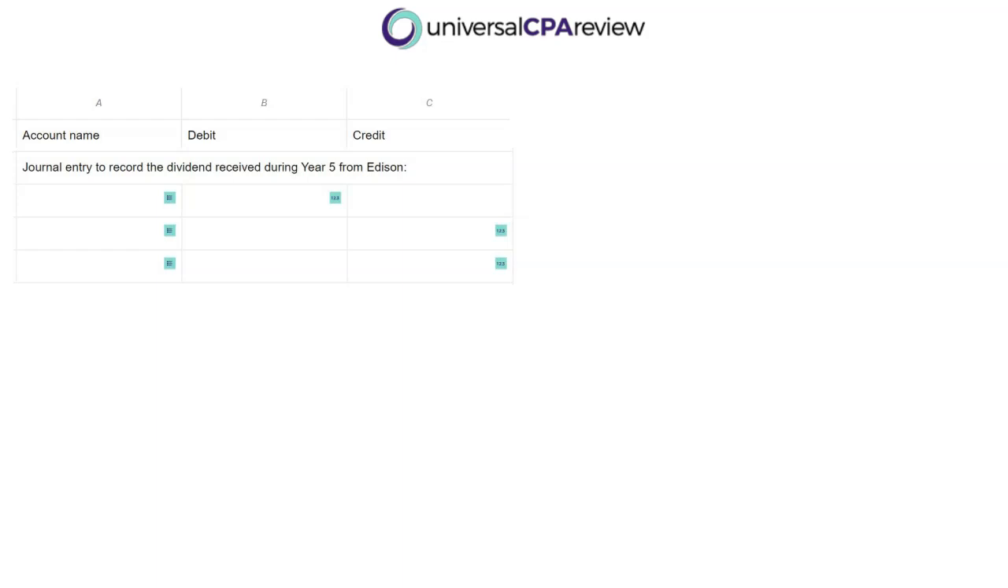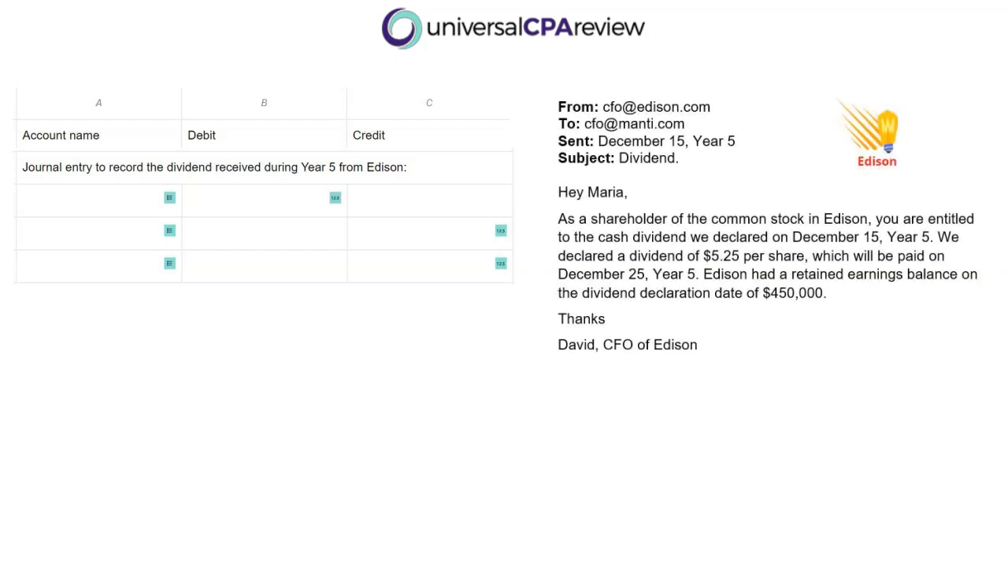The next one is a journal entry to record the dividend received during year 5 from Edison. So let's pull up the exhibit with the Edison dividend information. This actually comes from the CFO at Edison. They say, hey Maria, as a shareholder of the common stock, you're entitled to the cash dividend we declared on December 15th, year 5. It's $5.25 per share, paid on Christmas Day, December 25th, year 5. Now they also tell us the retained earnings balance. If we didn't have that, that would be a problem. But fortunately, David, the CFO, told us that.